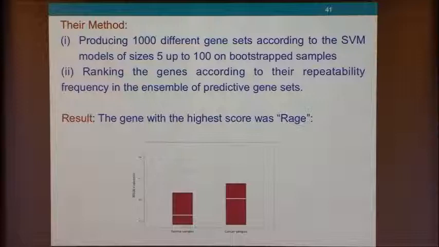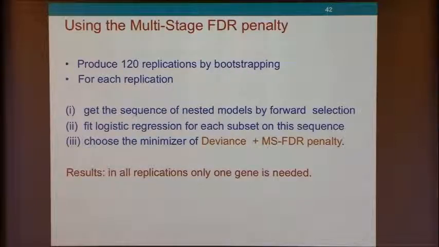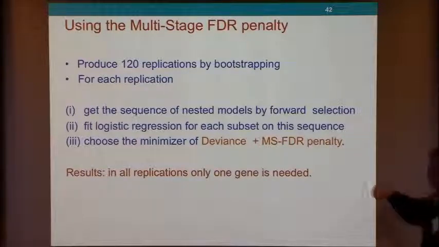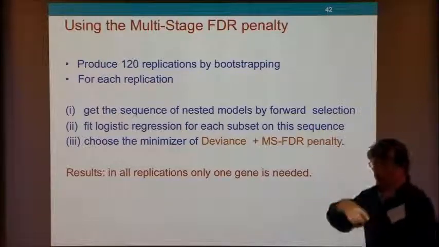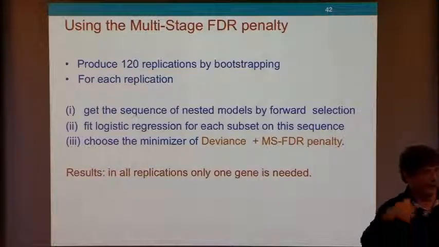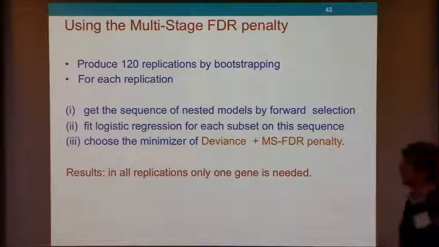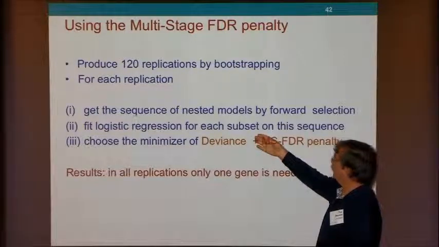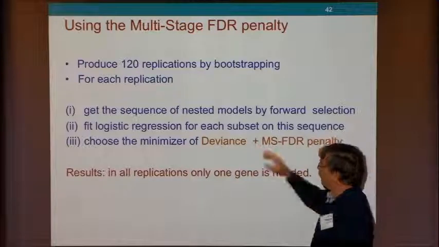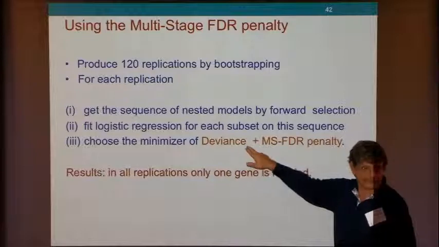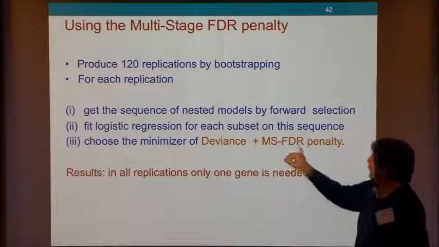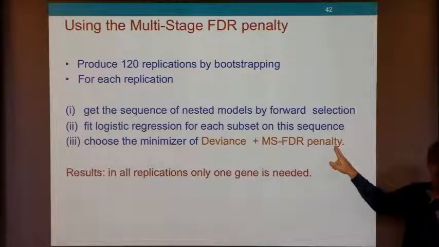Okay. Now, what we did is we used the multi-stage FDR penalty. We also produced 120 replications by bootstrapping. And for each replication, we got a sequence of nested models by forward selection. That is, we added one variable, then the next one, then the next one, and so forth. We fit logistic regression for each of the subsets in this sequence. And we chose the minimizer of the deviance, which, instead of the sum of squares, is -2 the likelihood, plus the multiple stage FDR penalty. Okay, and we did it 120 times.